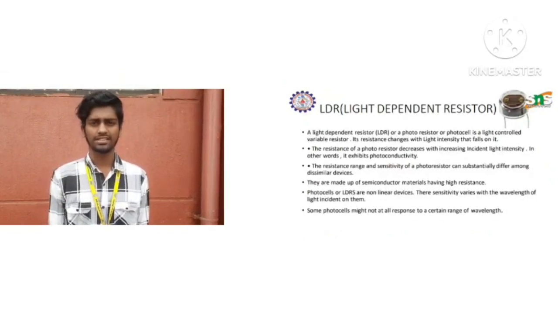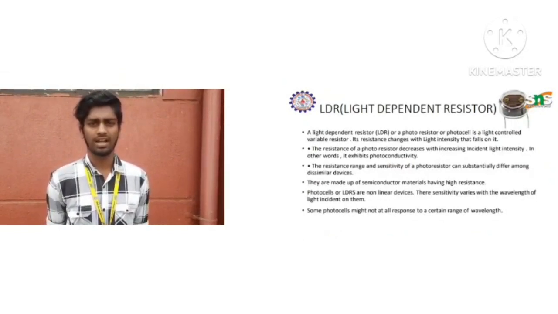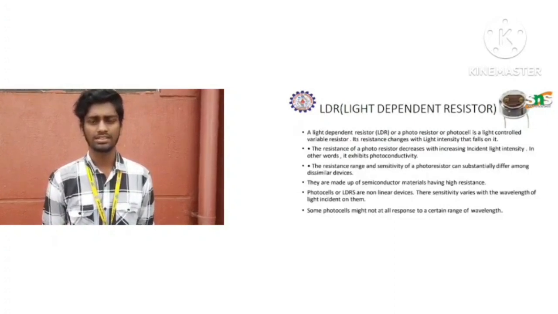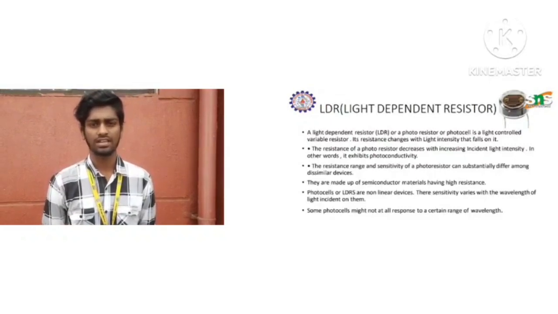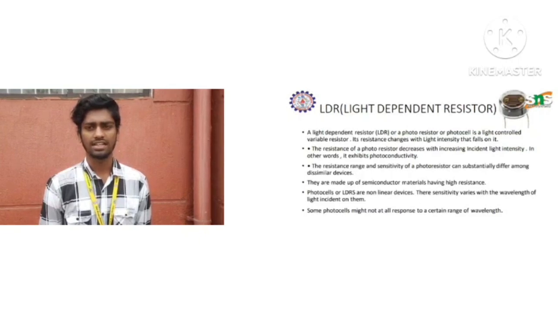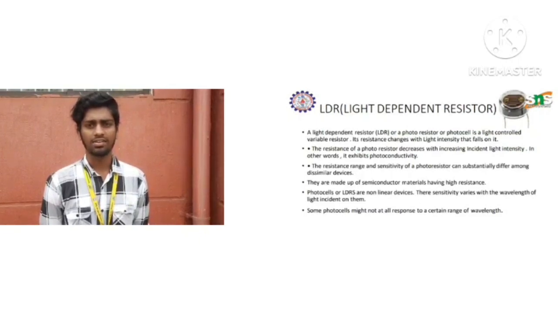LDR, light dependent resistor. A light dependent resistor, or photoresistor or photocell, is a light controlled variable resistor. Its resistance changes with the light intensity that falls on it. The resistance of a photoresistor decreases with increasing incident light intensity. In other words, it exhibits photoconductivity.